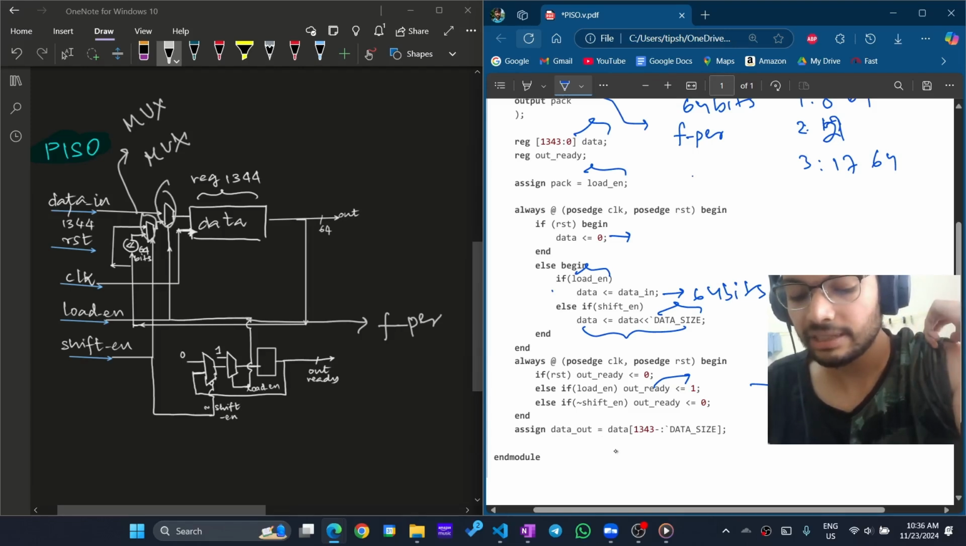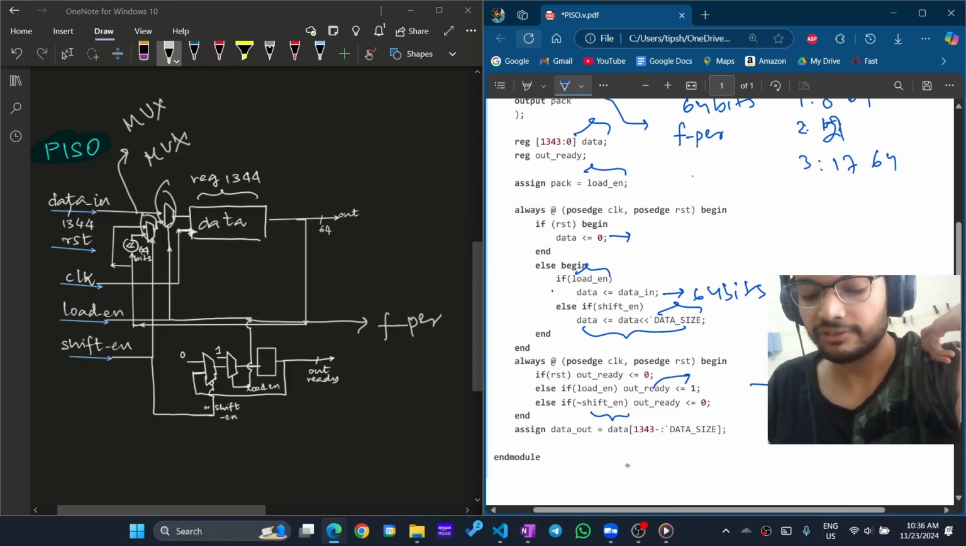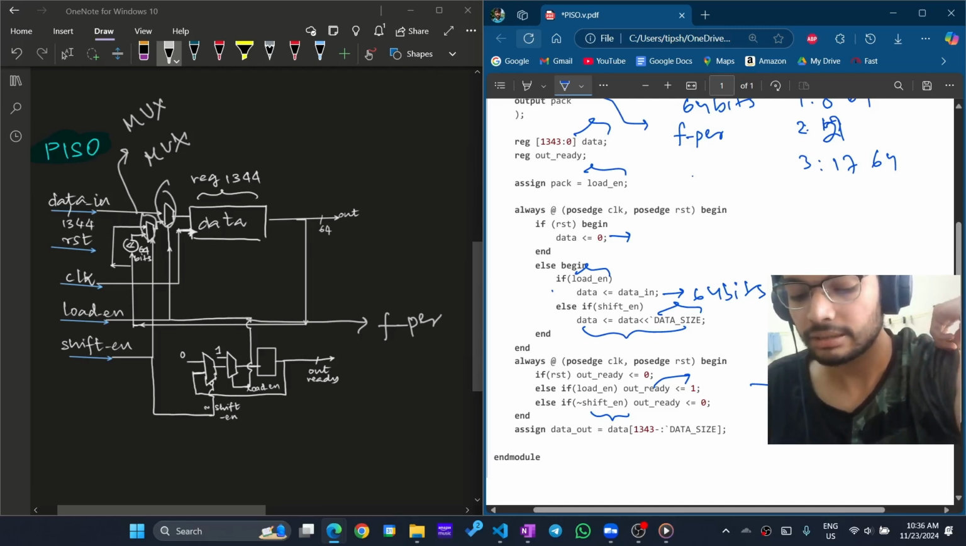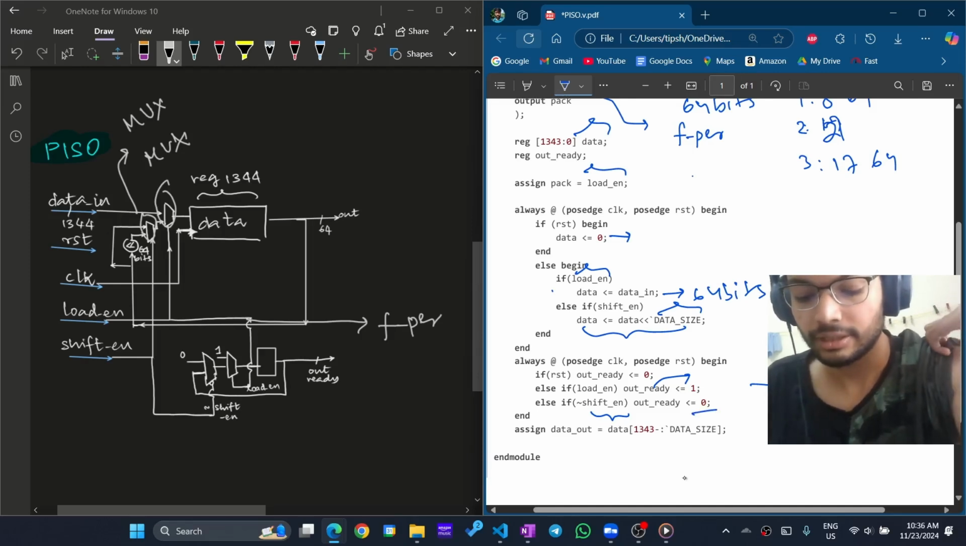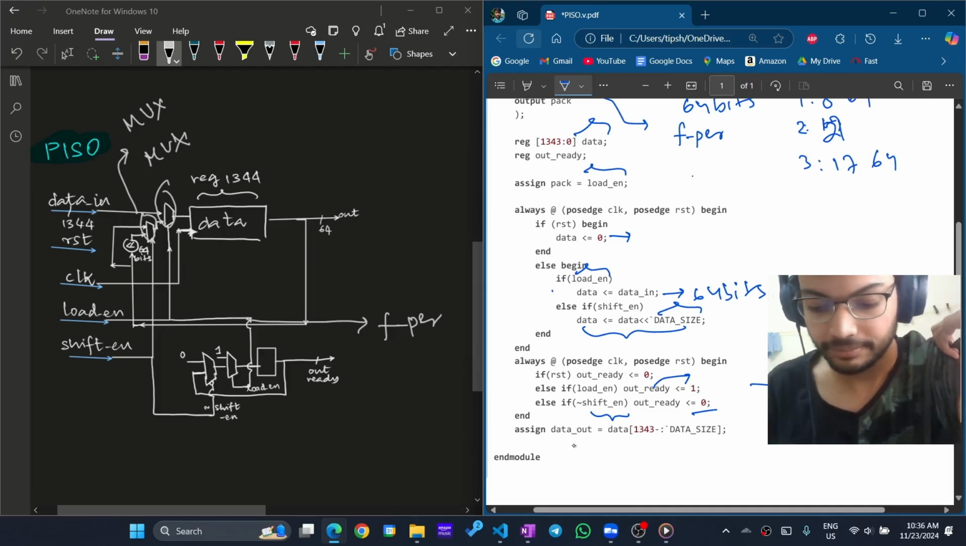When the shift enable is turned on, it is trying to shift out the outputs, and if the shift enable is not on, the piso has been exhausted and all the inputs are out. So the out ready becomes 0. Data out is given the MSB bits of the data register.